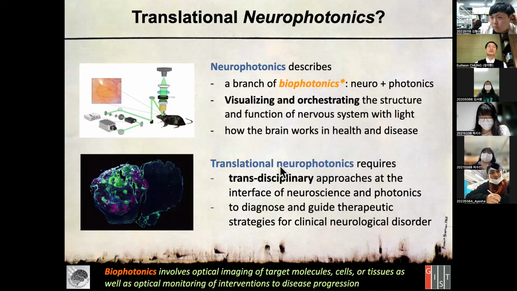When we talk about translational neurophotonics, we put "translational" so that our application is translated from the basic science of neurophotonics into clinical trials or applications. For example, brain tumors or many other types of neurological diseases pose a formidable challenge for us. For this, we need transdisciplinary approaches at the interface of neuroscience and biophotonics. We want to diagnose and guide therapeutic strategies for clinical neurological disorders.